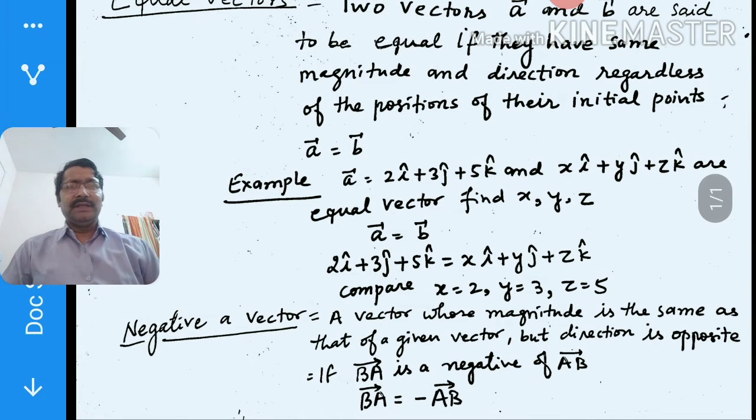Here is the negative of a vector. Negative of a vector means a vector whose magnitude is the same as that of the given vector. Magnitude will be the same, but the direction is opposite. What is the change here? Only the direction will be opposite. So BA is the negative of AB, and you can write that BA vector is equal to minus of AB vector. Both are the same. Do all of you understand this?